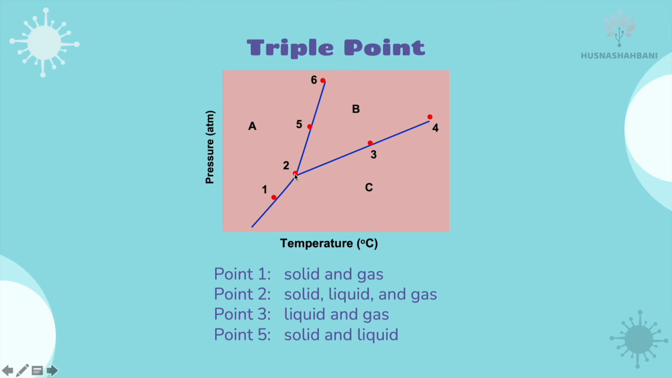At the triple point, solid, liquid and gas exist here. Point number 3, on the line of boundary between C and B, B is liquid, C is gas. So on the line of the boundary between B and C, there are liquid and gas forms. Point number 5, here, boundary between solid and liquid. So on the line, there are solid and liquid forms.